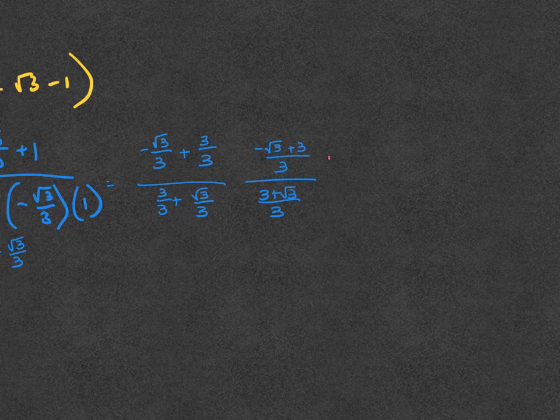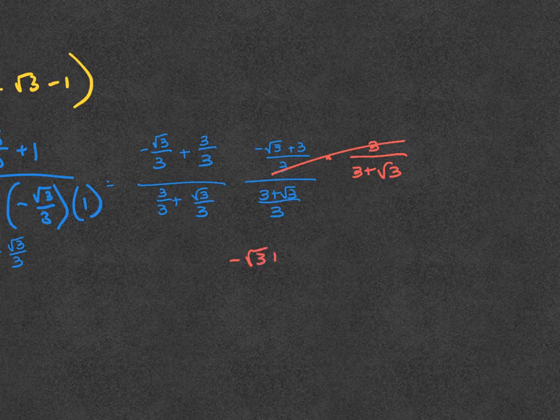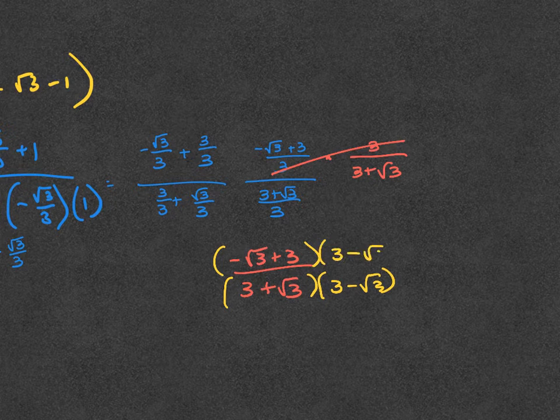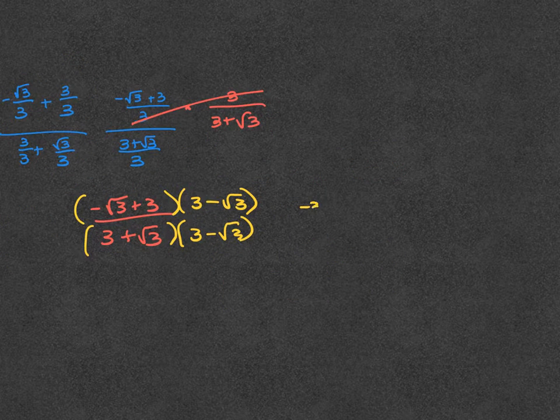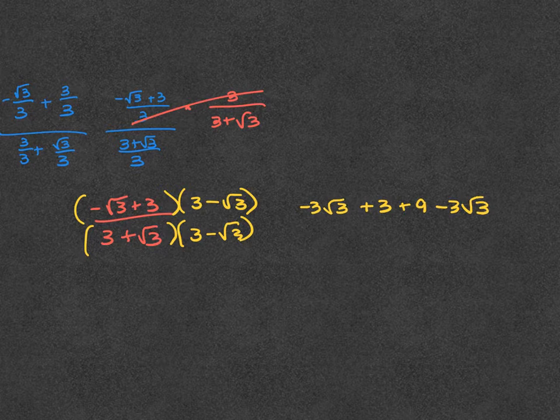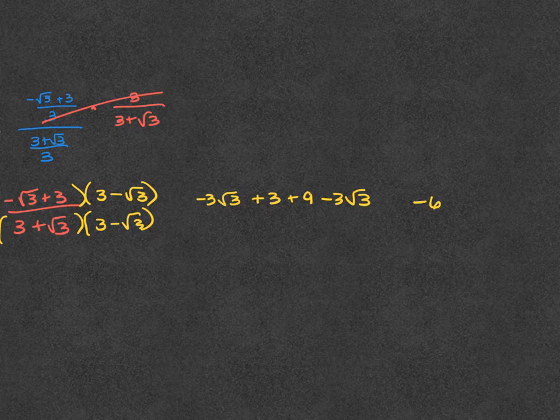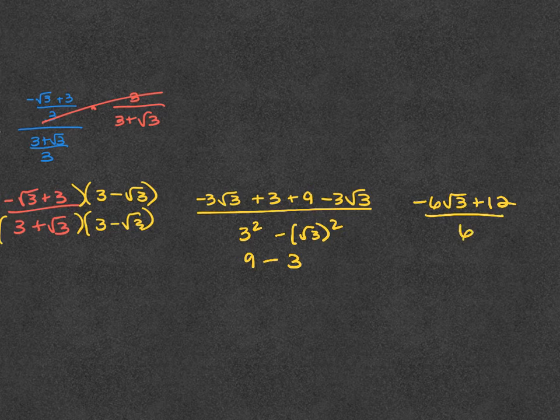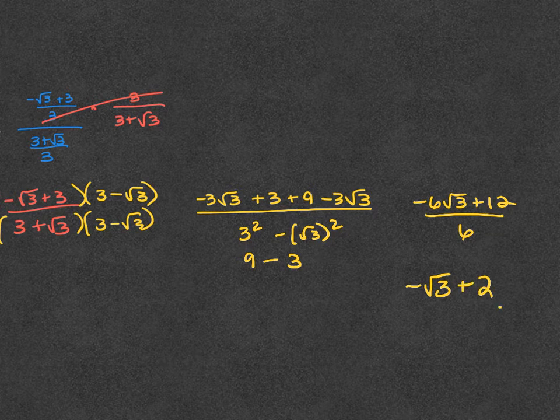And then I want to flip it. Those cancel. Negative root 3 plus 3 over 3 plus root 3. And then multiply by the opposite. So I get negative 3 root 3 plus 3 plus 9 minus 3 root 3, which is negative 6 root 3 plus 12, all over a squared. A is 3 squared minus the square root of 3 squared, which is 9 minus 3, or 6. And then I get negative root 3 plus 2.